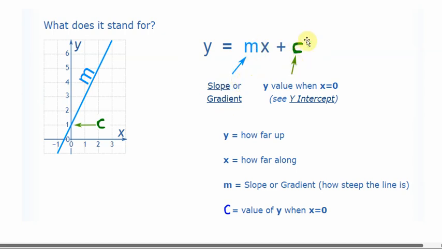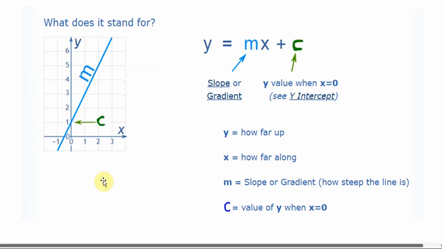And the c value will represent the value of y when x is equal to 0. For example, in the image here, the c value is 1, right? It tells you where the line cuts the y-axis. And as you can see, it cuts the y-axis at the point 1. And at that point, x is equal to 0. The value of m will tell you how steep the line is. But that is for further lessons.